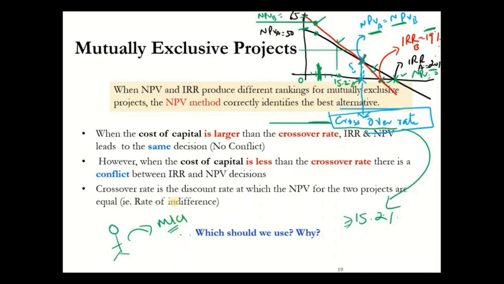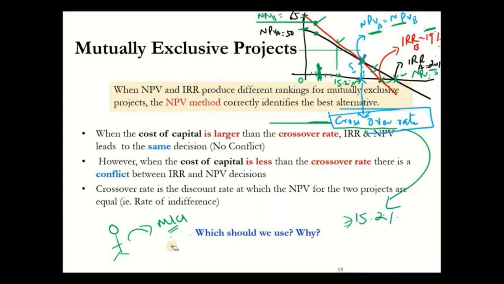Let's say another situation, the market is offering you 10%. Then you will say I'm not really sure which project to choose, because based on NPV you will accept project B, but based on IRR you are going to select project A. So still you are not sure, okay? But normally the suggestion is to go on the basis of NPV, okay?